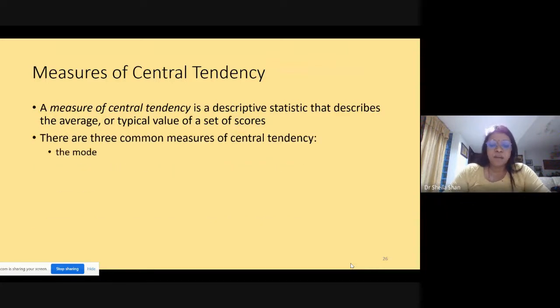So what are we looking for in the central tendency? Mode. You have studied before in mathematics, mode means the number that appeared many times. If the same number appears many times, then it is the mode. Median is the middle number, mean is the average. So for central tendency, we have three common measures: mode, median, and mean.